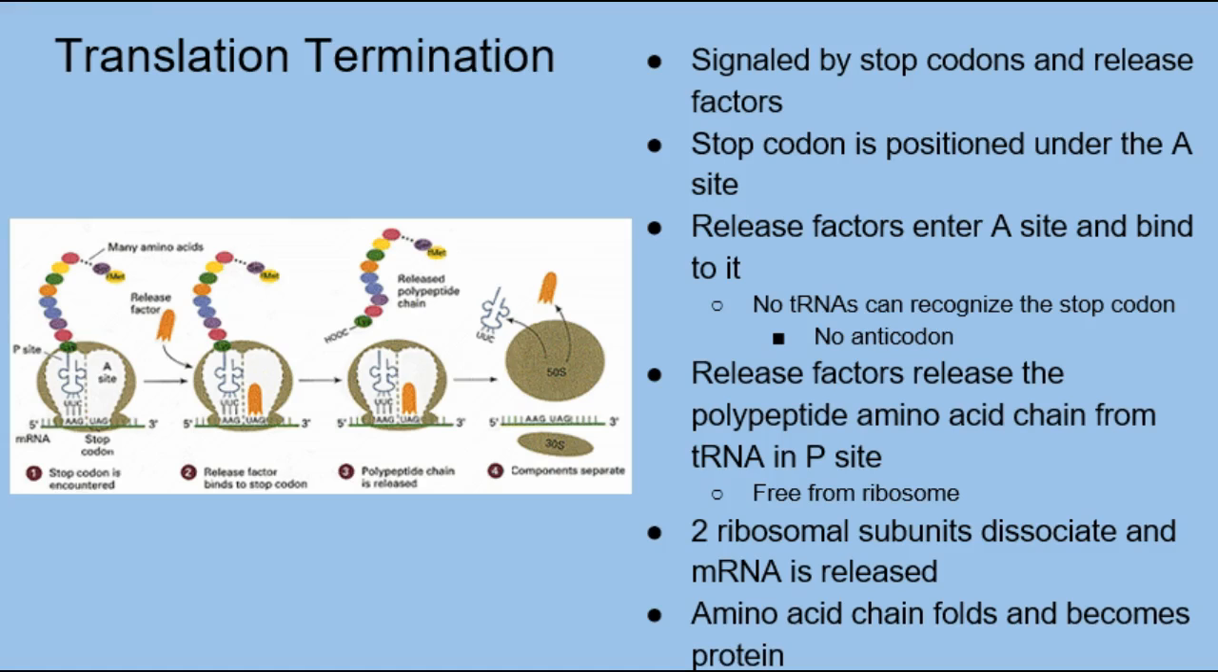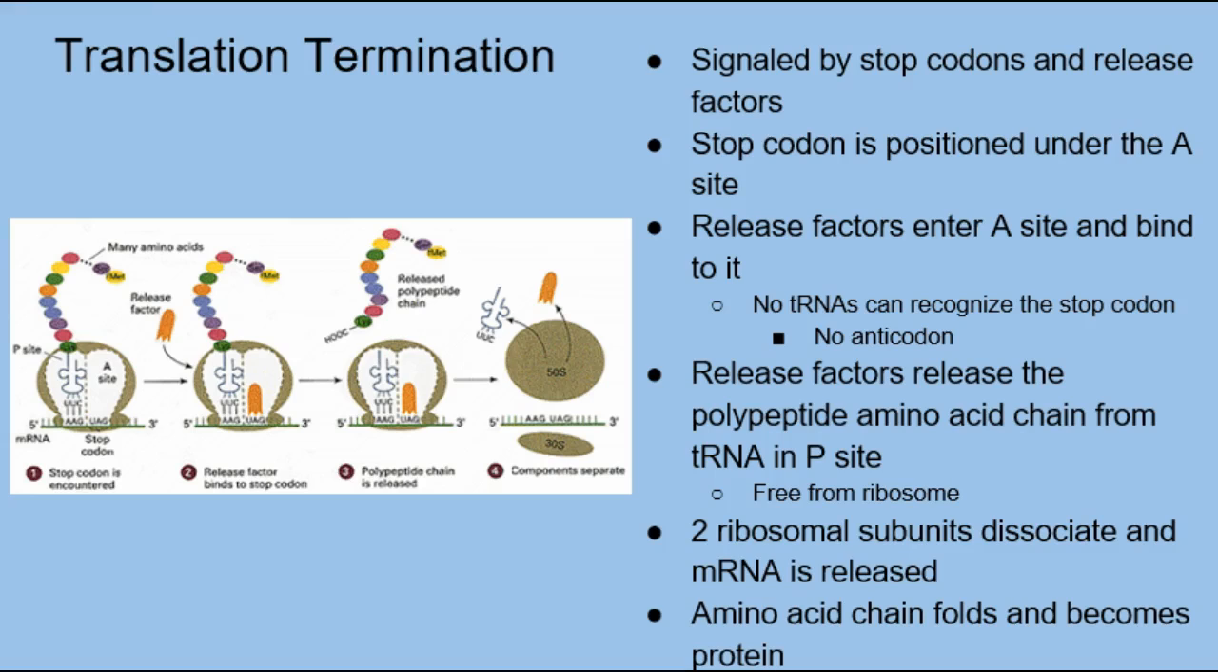So the termination of translation is signaled by stop codons and release factors. The stop codon is positioned under the A site, and release factors enter the A site and bind to it, which stops translation because no tRNAs can recognize the stop codons because there are no anticodons.